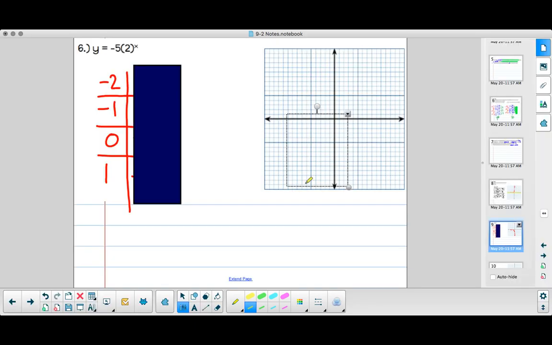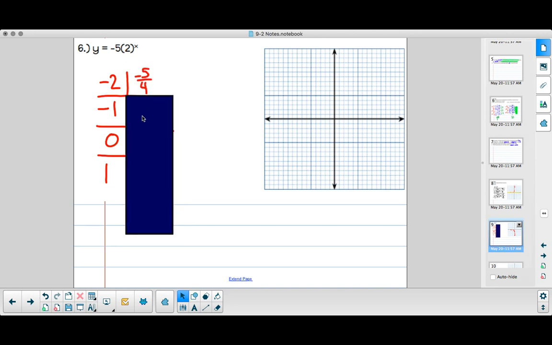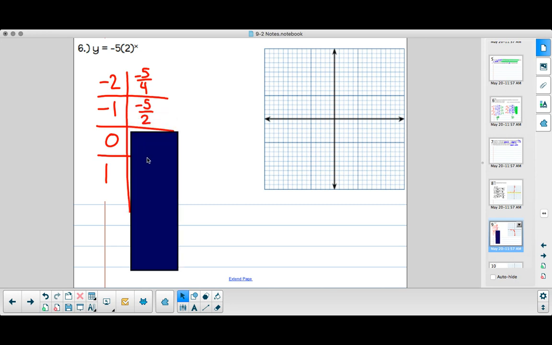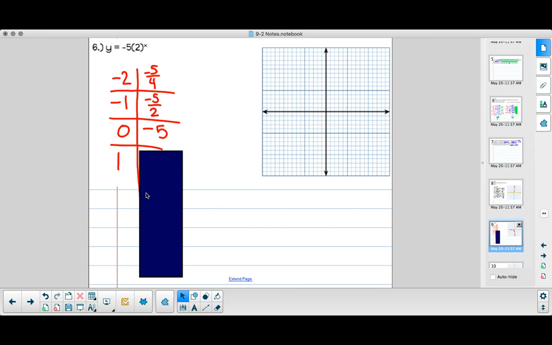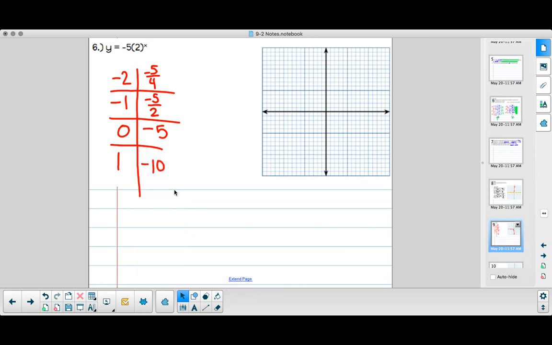Let's just look at one more example. The function here is y equals negative 5 times 2 to the x power. Again, I chose negative 2, negative 1, 0, and 1. When you plug in negative 2, you end up with negative 5 over 4. When you plug in negative 1, you get negative 5 halves. When you plug in 0, you get negative 5. And when you plug in 1, you get negative 10.